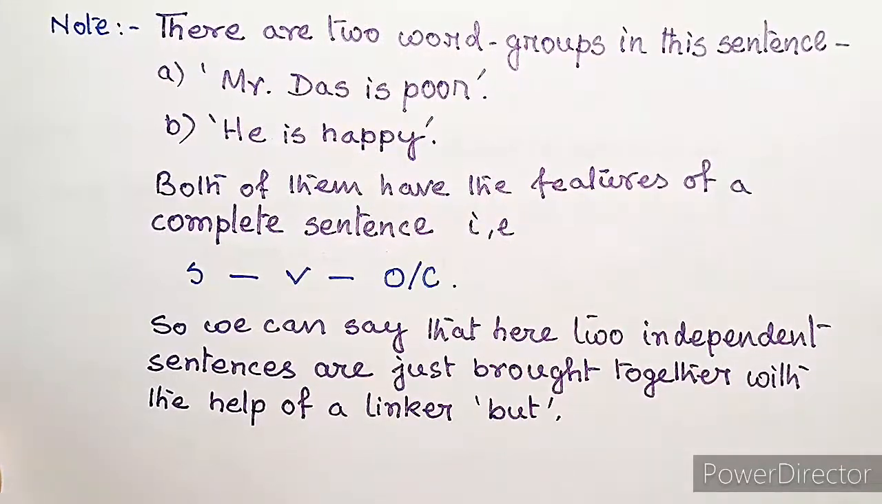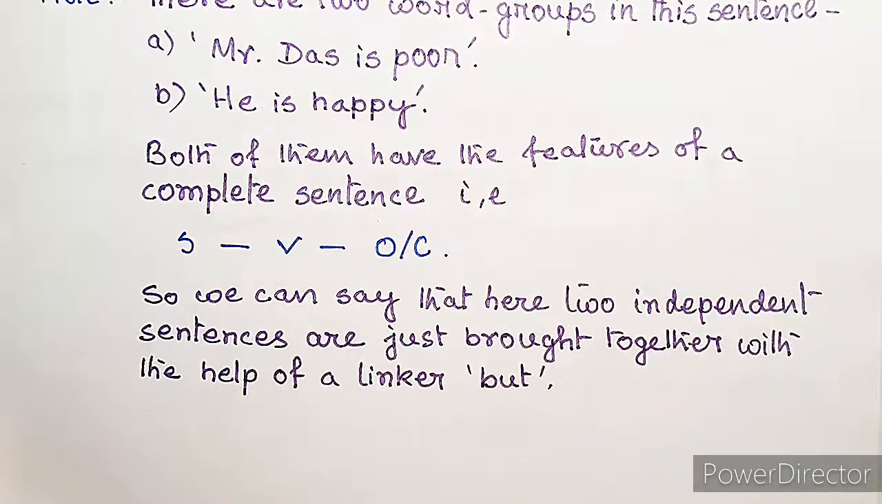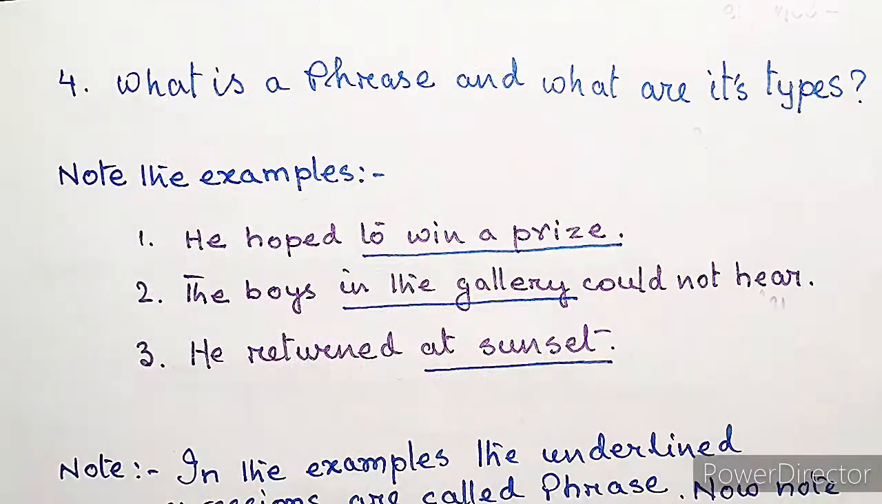Both of them have the features of a complete sentence, that is subject, verb and object or complement construction. So we can say that here two independent sentences are just brought together with the help of a linker. But now move on to our next topic.